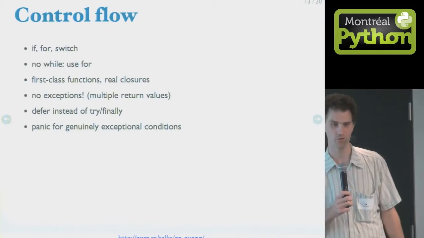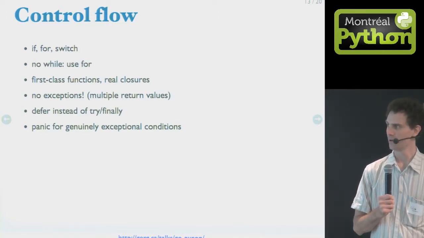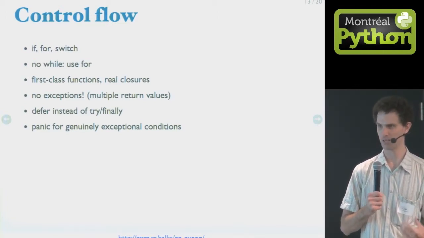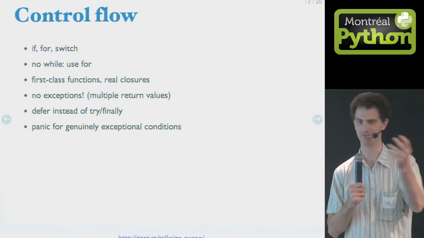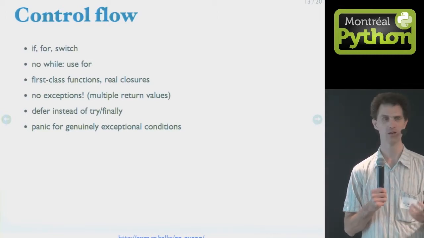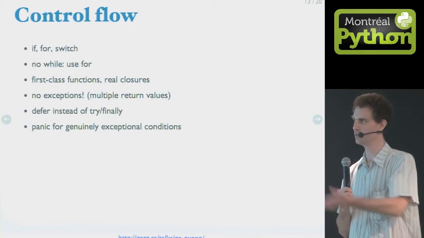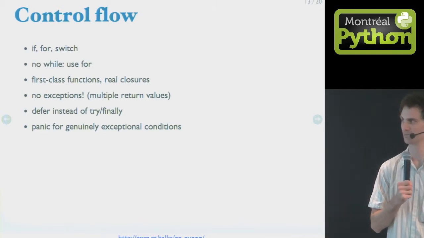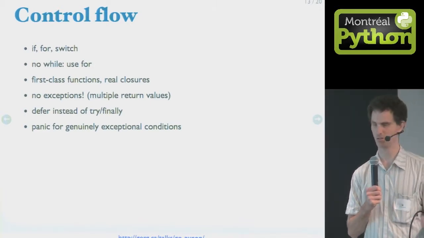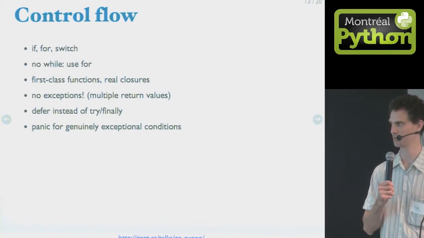So the control flow in Go, not too many surprises, but it's a good example of the aggressive minimalism. There's no while loop. So there's if, and there's for, and there's switch, much like C. There's no while loop, and there's no do while loop, because you don't need them. You can do it all with a for loop, so why mess up the language with unnecessary features? Functions are just done exactly right. They're real closures. Everything works beautifully.